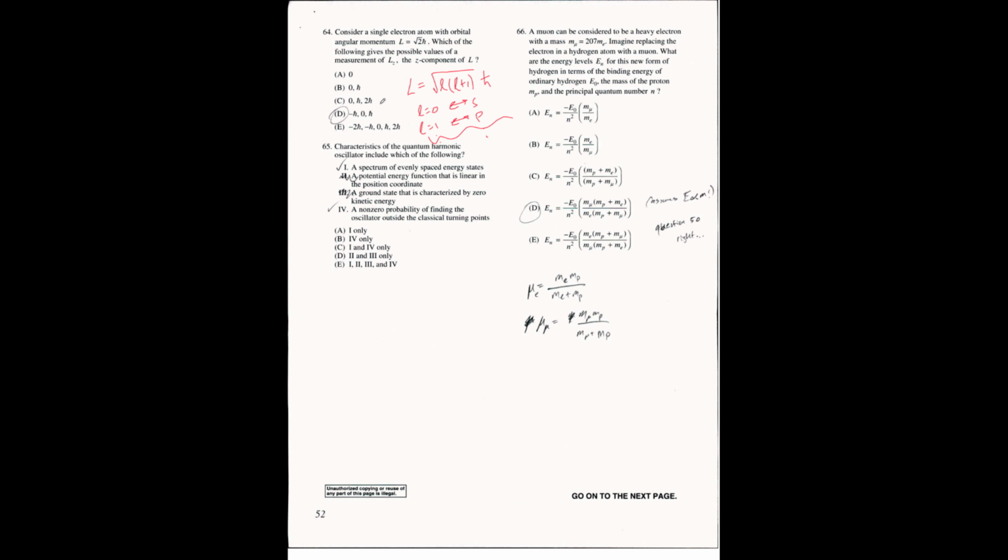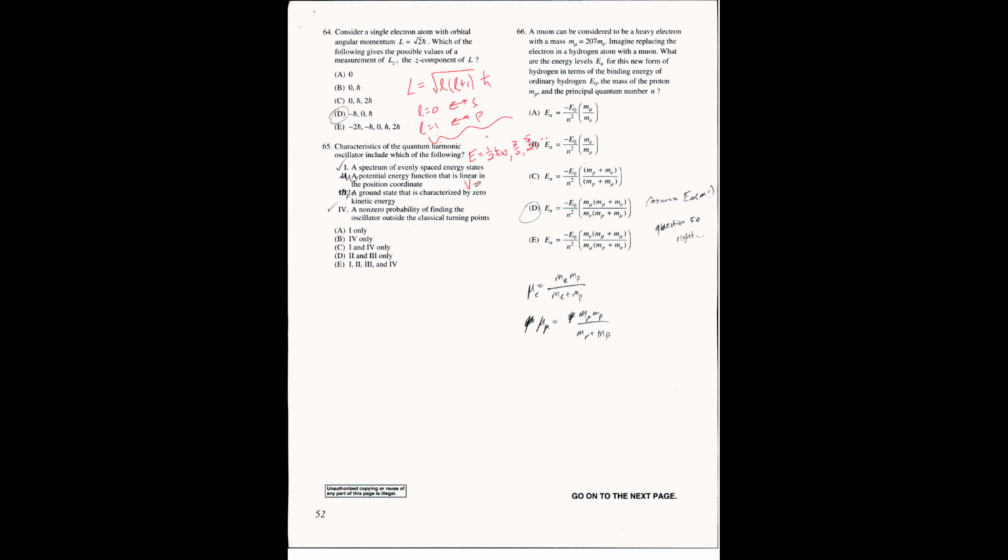Okay, 65. Quantum harmonic oscillator. Spectrum of evenly spaced energy states. Yes, the total energy can be 1/2 h bar omega, 3/2 h bar omega, 5/2 h bar omega, etc., and the spacing between all these is h bar omega. Potential energy function is linear in the position coordinate. That is not true. It is quadratic in the position coordinate.